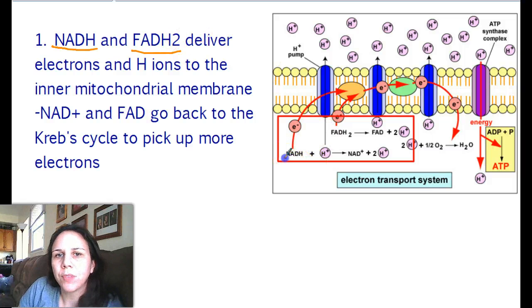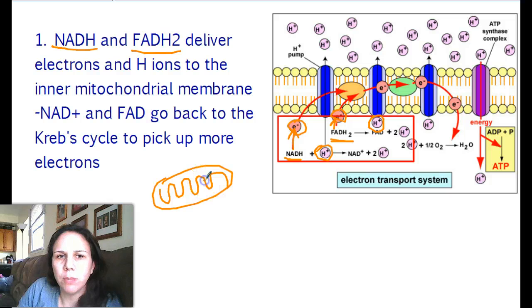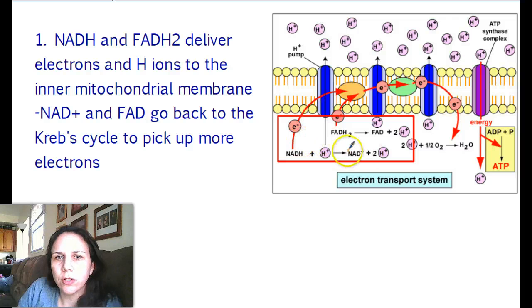They're going to come along, so they're right there, and they're going to dump off electrons. There's electrons right there and right there. So they're going to dump off their electrons and hydrogen ions, and they're going to dump off both of those guys to the inner mitochondrial membrane. So if here's my mitochondria, and the inside of the mitochondria kind of looks like this, they're dumping it off onto that inner lining. And what that does is it restores NAD plus and FAD, which is going to go back to, take a wild guess, the Krebs cycle.